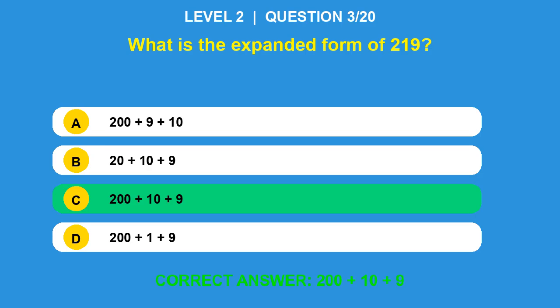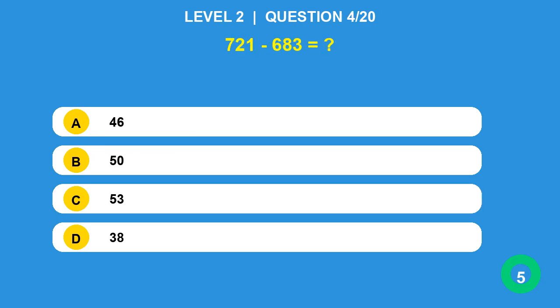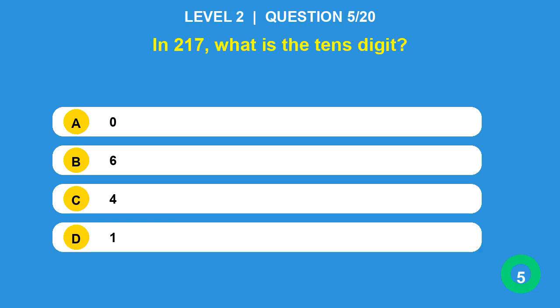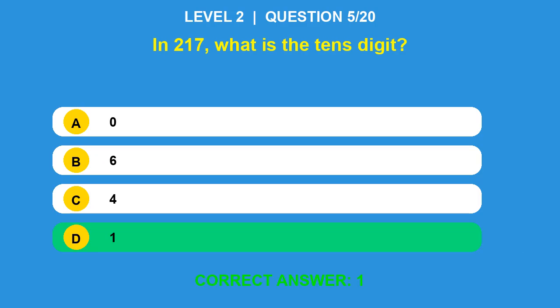Answer is 200 plus 10 plus 9. 721 minus 683 equals? Answer is 38. In 217, what is the tens digit? Answer is 1.